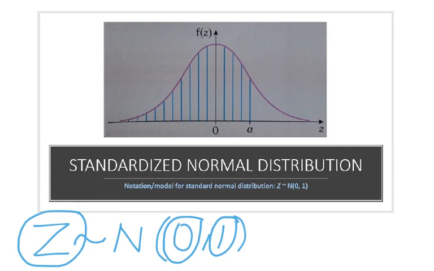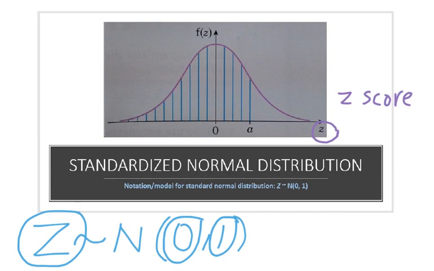The x-axis for the standardized normal distribution is no longer represented with x. We always represent it with z, which represents the standardized normal distribution. This z value, we call it the z score or z value. Any value along the axis inside the standardized normal distribution is a z score.